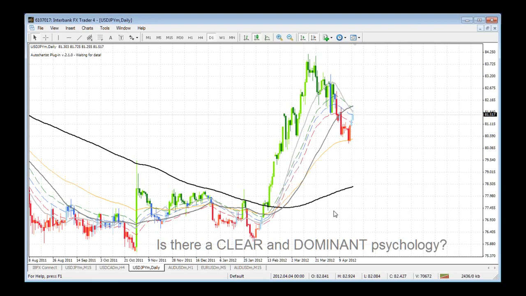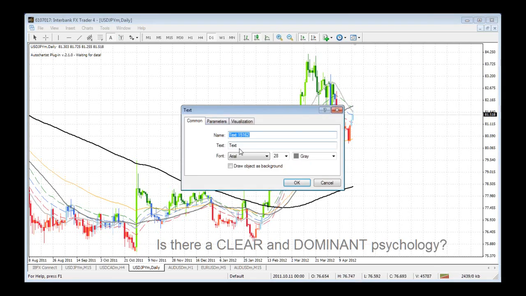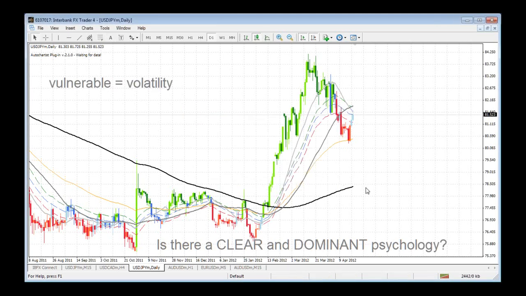So again, the point is, it's in a vulnerable stage of what we would consider to be perhaps a fresh downtrend. And with that vulnerability comes volatility. Anytime I start talking about a vulnerable trend, I'm not talking about one that's willing to cry quickly. I'm talking one that's vulnerable to volatility.